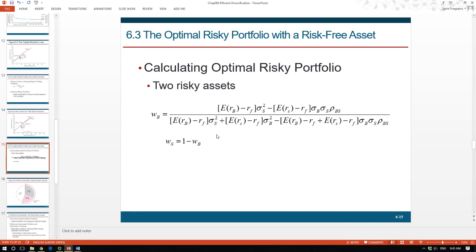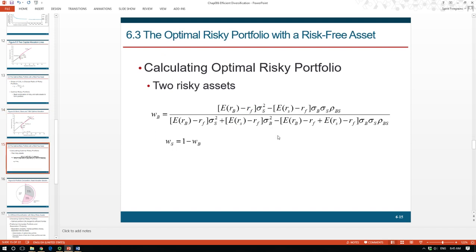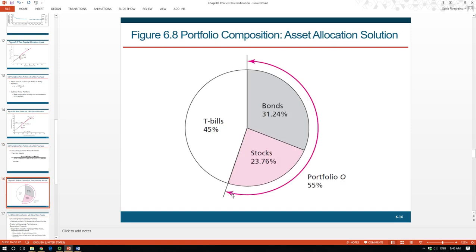And once you have found the weight for bonds, you can easily calculate the weight for the stocks by following this very, very simple equation. So this optimal risky portfolio can be found by figuring out a very unique combination of stocks and bonds, and the weights for bonds and stocks should follow the equation that you see here. So now you know how to make a portfolio choice. And here we follow a two-step procedure.